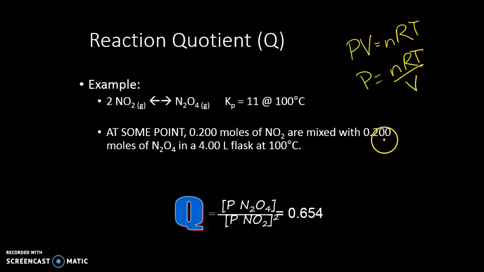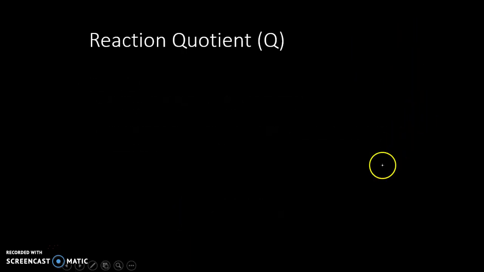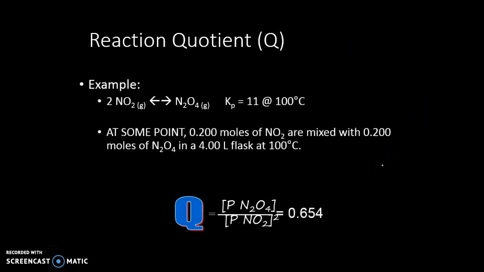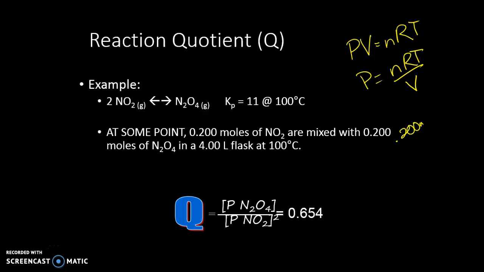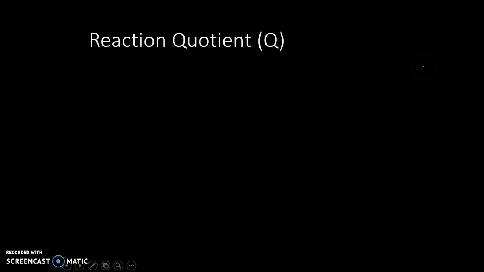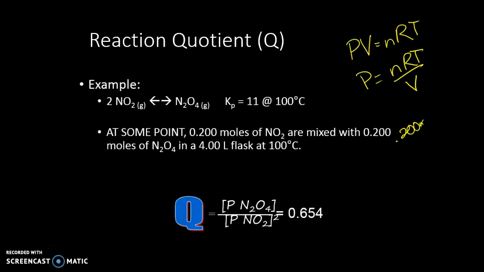0.200, and they're going to come out to be the same number because everything is relatively the same. Okay, I went forward and I shouldn't have. So you get the idea. You have to use PV equals nRT because you got Kp. We get an answer of 0.654.